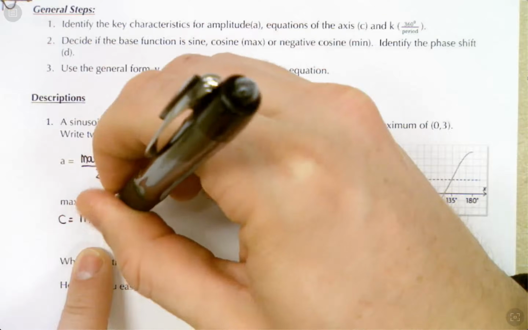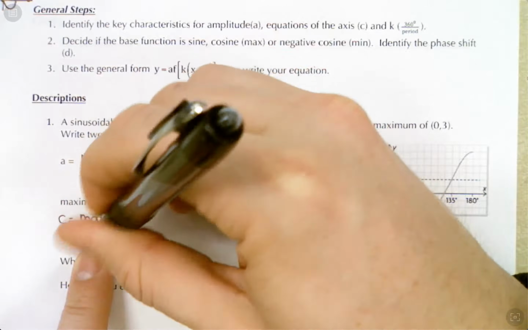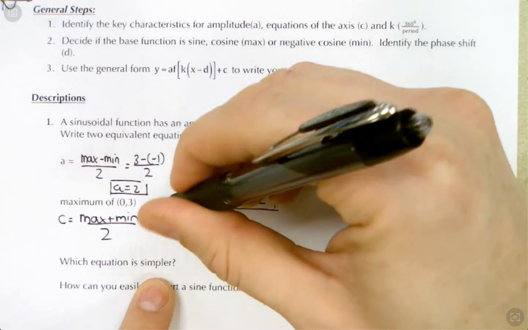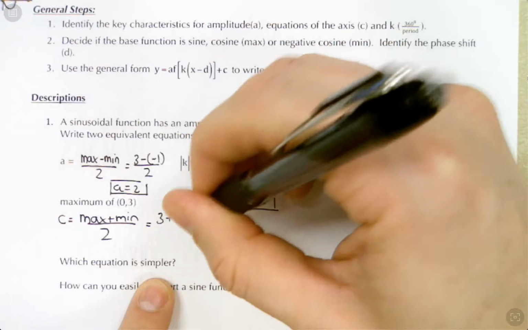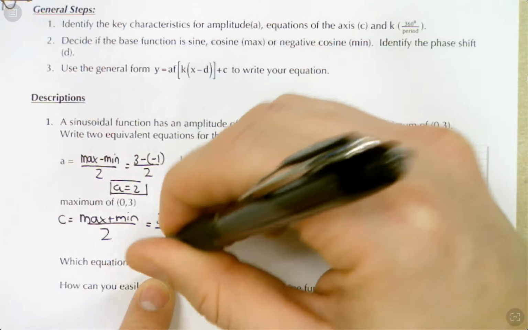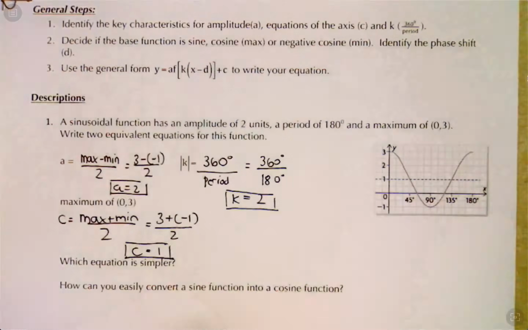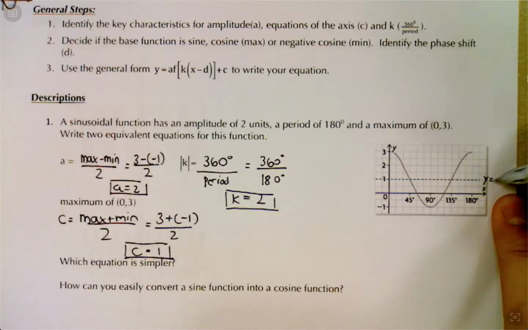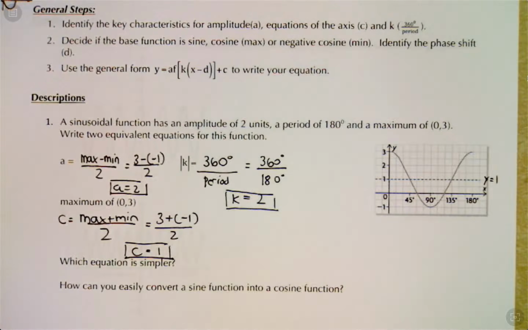Max plus min divided by 2. The max is 3 plus the min is -1, divided by 2. We get a C value of 1. And we can see that right there on the graph. It is designated there, y equals 1. That's the equation of the axis. All right, so that's step 1.